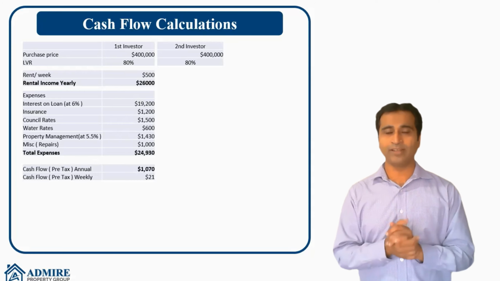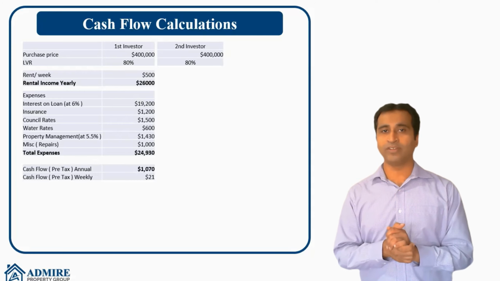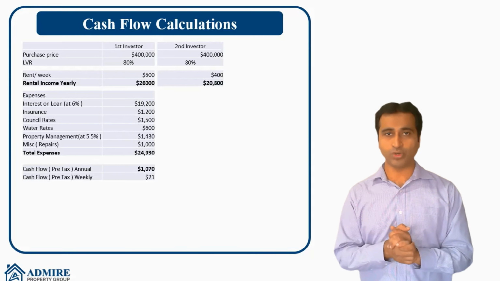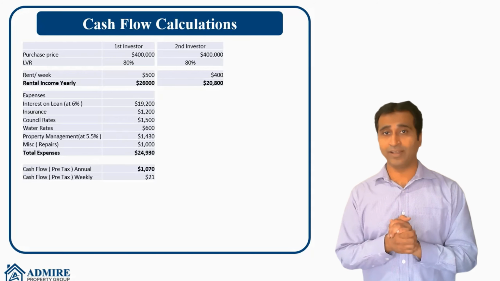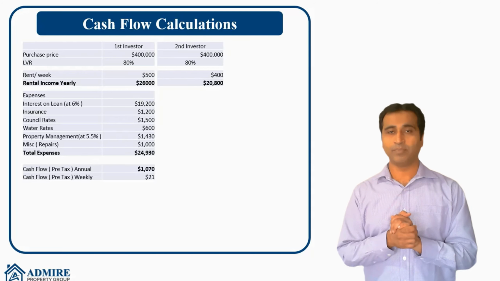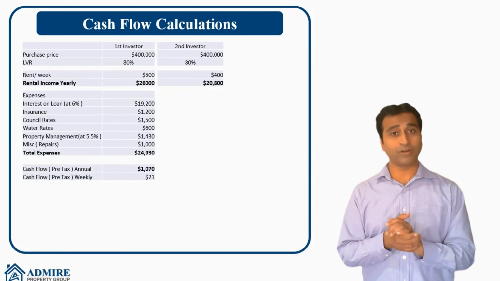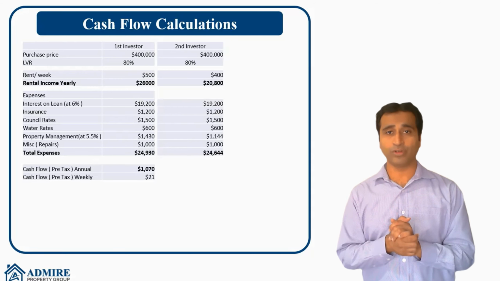Now, in a similar way, there's another investor who has invested the same amount of money into a rental property with the same LVR ratio, but he is getting a rental income of $400 per week, depending upon the location of the property he has chosen. The total rental income he's getting is $21,000.